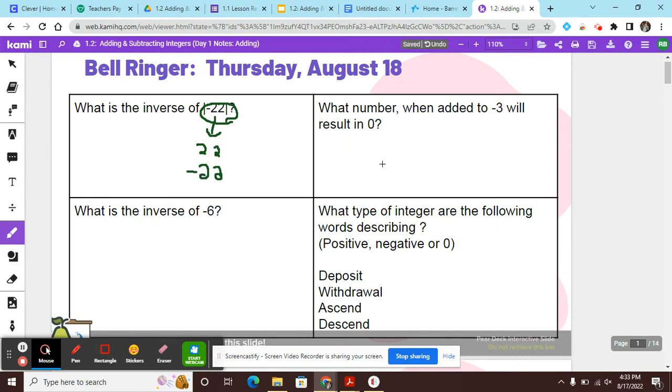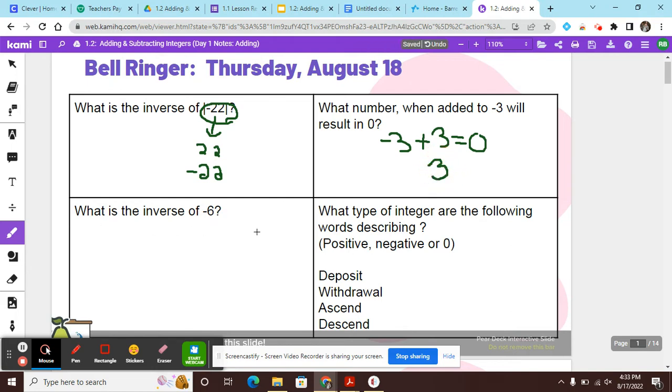The next question says, what number, when added to negative 3, will result in 0? Well, remember, if I'm trying to find 0, I'm looking for the inverse. Adding the inverse will result in 0 no matter what. So the inverse of negative 3 is going to be positive 3. If I take negative 3 and I add 3, I'll get 0. So the number that I have to add to negative 3 to get 0 is 3.